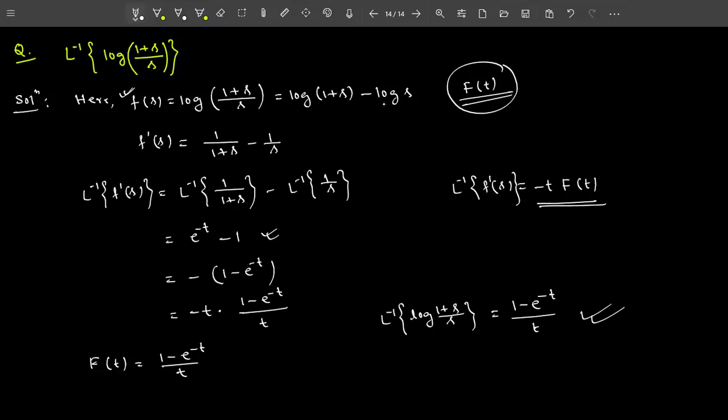Okay, so remember, first you have to calculate f dash s, then apply Laplace inverse of f dash s, and then compare with the standard result of Laplace inverse of f dash s, and you will get f of t. Okay, let's try another problem, almost a similar type, actually exactly a similar type problem. Okay, so question.